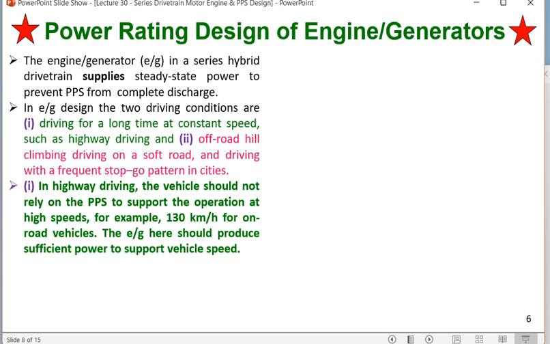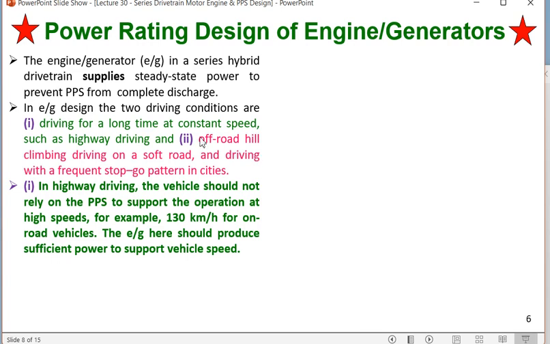We have seen that PPS graph, we have seen case B there. Case B was when the demanded power is less than the engine generator power. So this is the first case mentioned here. In this case, the primary source, that is the engine generator, can do two things. First, it will drive the vehicle, and second, it will charge the PPS or battery, provided the PPS or battery is not completely charged.